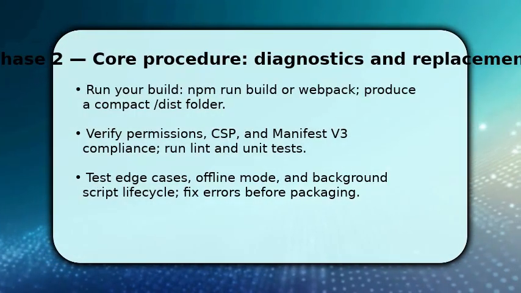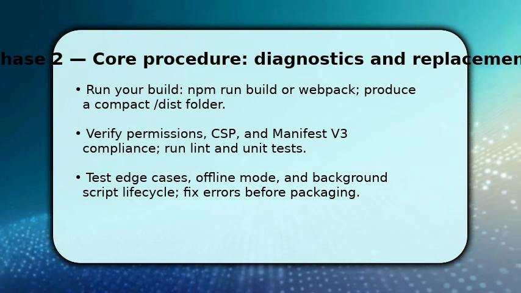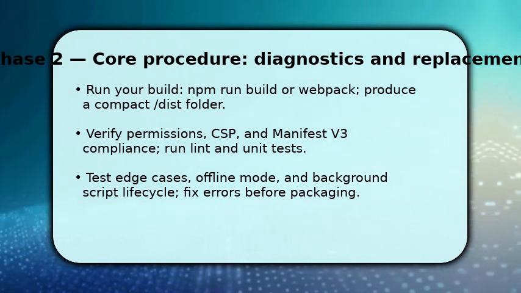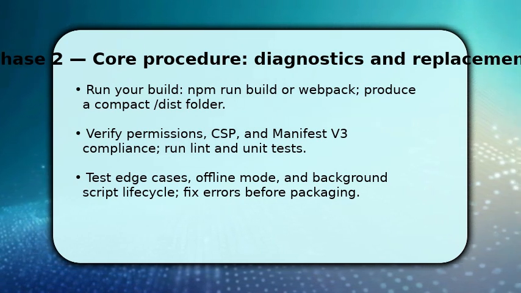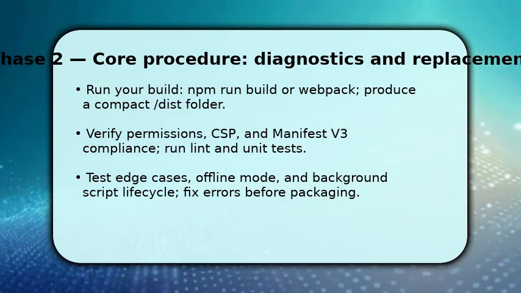You now produce a production bundle. Run your build tool so only /dist is needed. This reduces size and surfaces bundling errors. Make sure permissions are minimal and adjust content security policy so inline scripts are removed. Chrome enforces strict CSP for security.